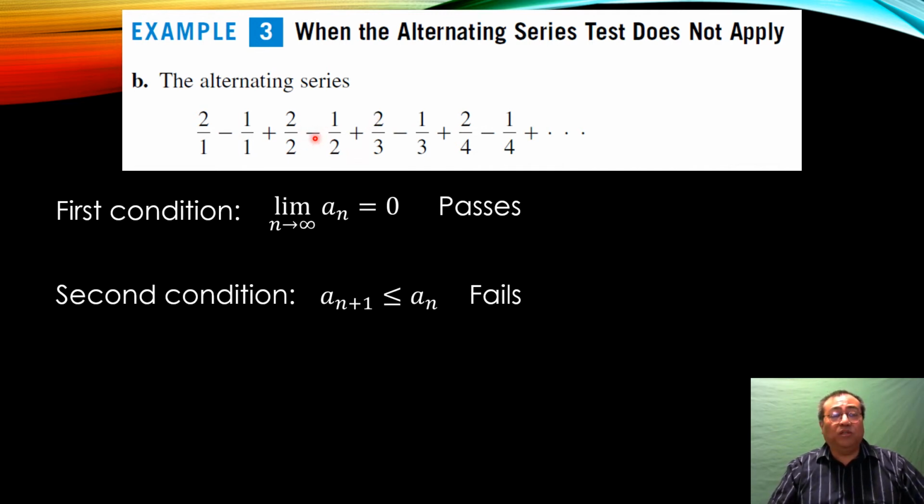And remember, we're ignoring the negative sign. Whenever you do this comparison, you're ignoring the negative sign. So it went from 1/2 to 2/3, and then it goes down to 1/3, and then it goes up to 1/2. 2/4 is 1/2. And then it goes down to 1/4, and then it's probably going to go up to like 3/5 or something like that. So the idea here is that this second condition fails, so the alternating series test does not apply.